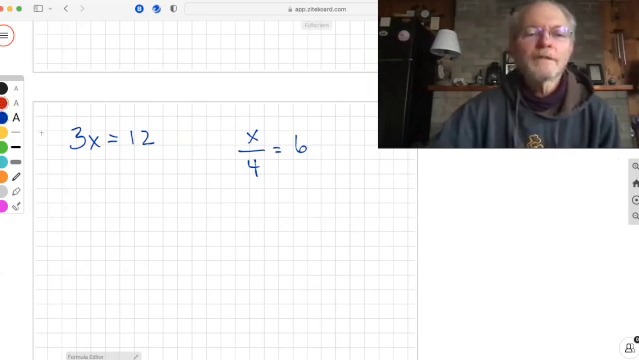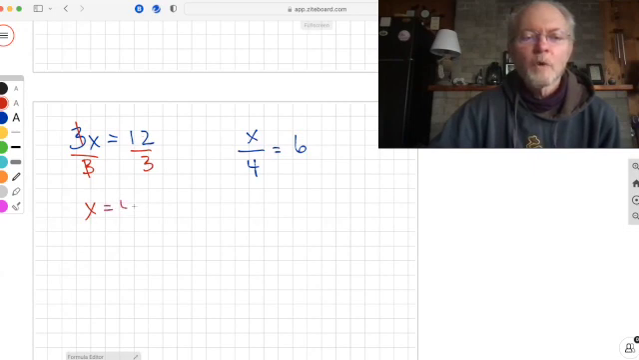So the one on the left, 3 times x equals 12. We will solve this by doing the inverse of times 3, which is divided by 3 on both sides of the equation. 3 divided by 3 is 1, so we're just left with x equals 12 divided by 3, which is 4. That's our solution. And you can go back and check. 3 times 4 is equal to 12.